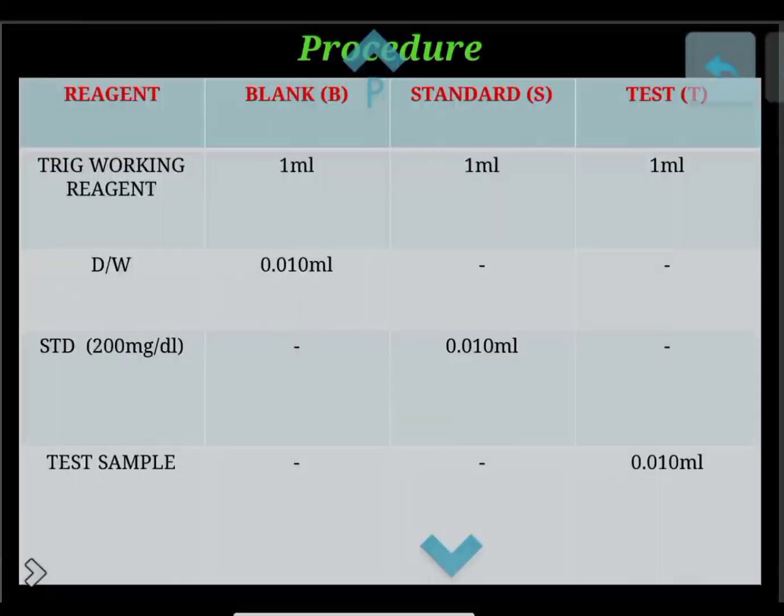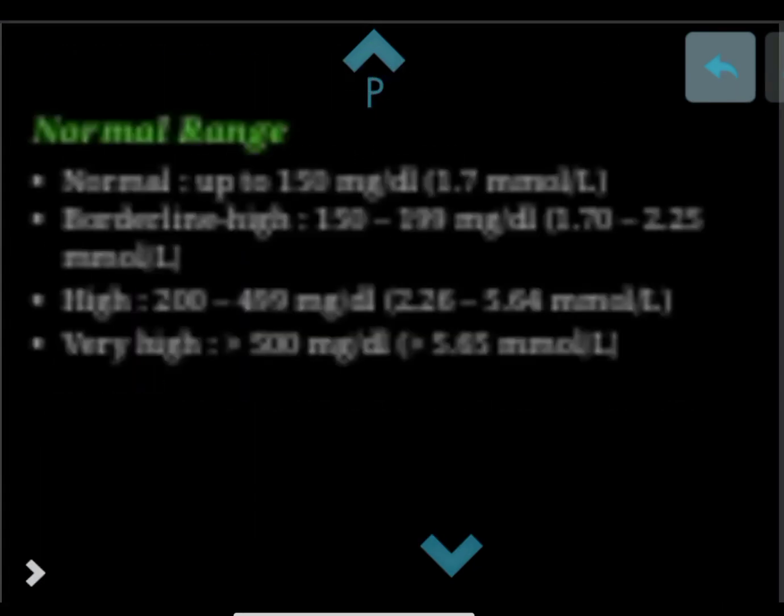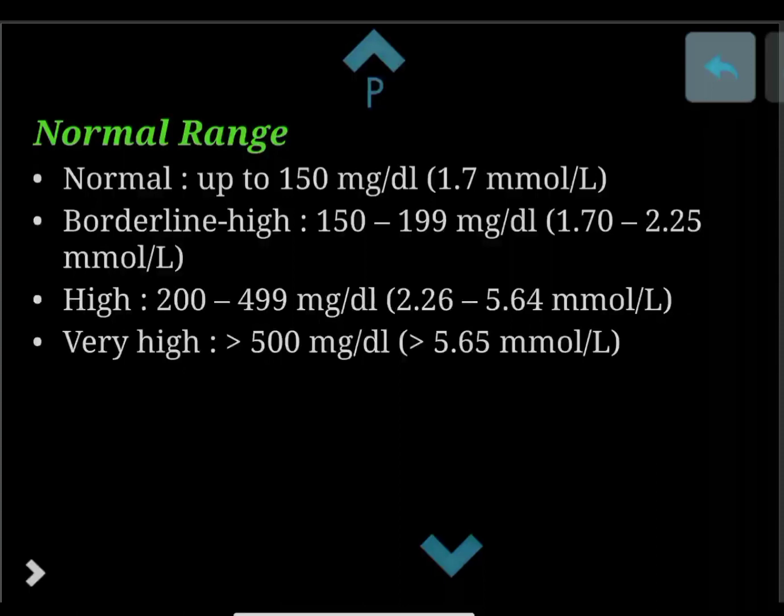So next we shall talk about the procedure. It is the same as the procedure which is used for cholesterol estimation. So next we shall talk about the normal range of triglyceride. So what is the normal range?